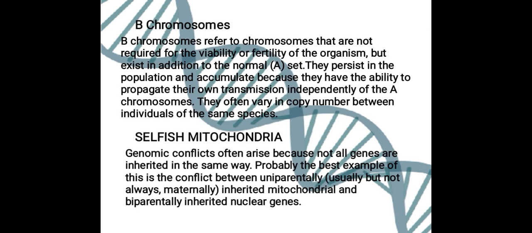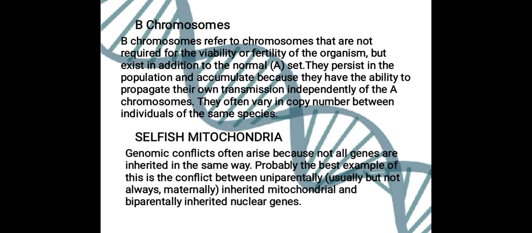B chromosomes. B chromosomes refer to chromosomes that are not required for the viability or fertility of the organism but exist in addition to the normal A set. They persist in the population and accumulate because they have the ability to propagate in their transmission independently of the A chromosome. They often vary in copy number between individuals of the same species.